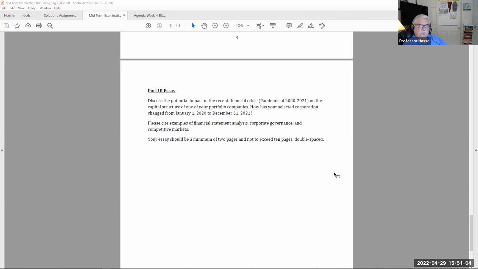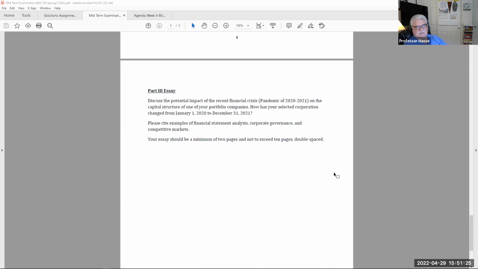Was there a change in the corporate governance? In other words, did the management of the company change over this period? Have the markets or the competition changed for this company? Whatever, cite some examples of what your interpretation is of that change in the capital structure of your company.